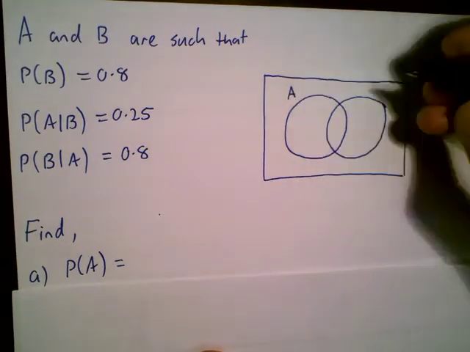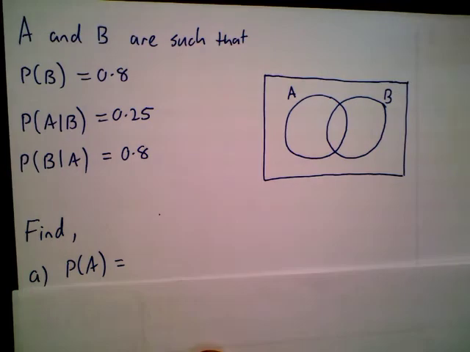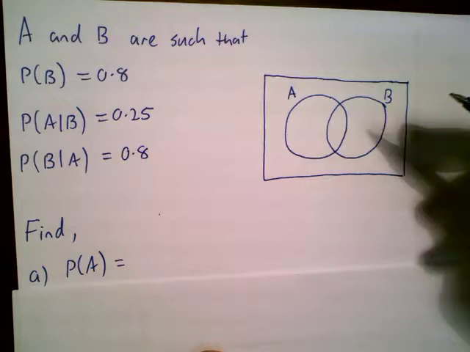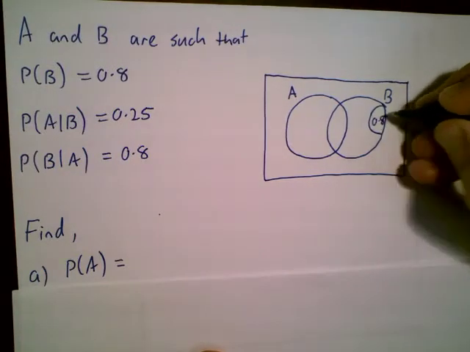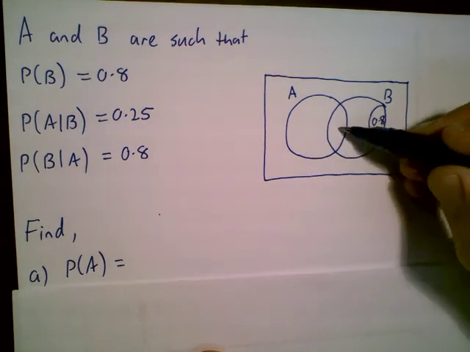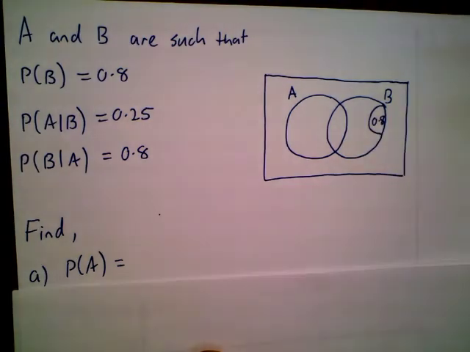So we've got event A and event B, and we'll put the information on that we know. So first of all, the probability of B is 0.8. We'll put that straight in here, 0.8, which means that this region plus this region, all of B, is equal to 0.8.